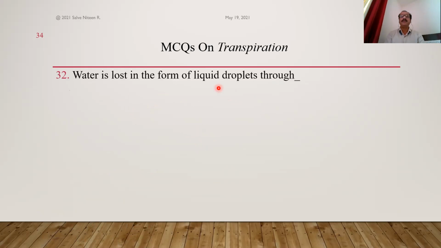Water is lost in the form of liquid droplets through, we have studied this process is called as guttation, and here water is lost through a special type of stomata called as water stomata or hydathodes. D is the right answer.